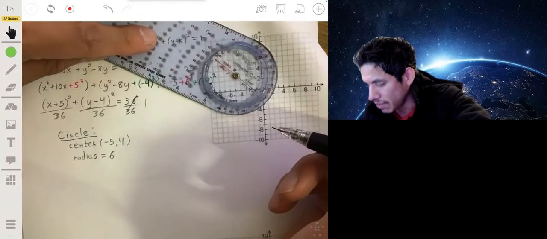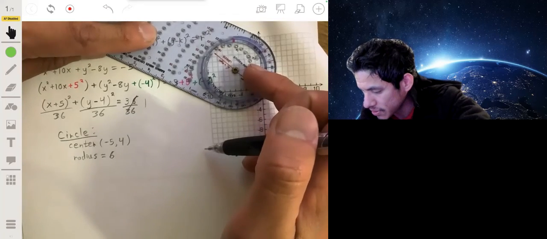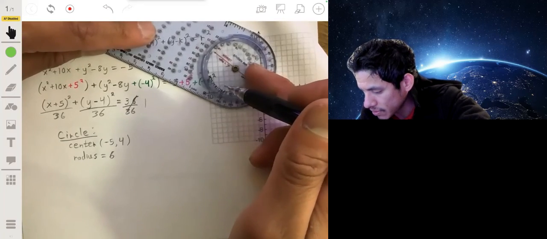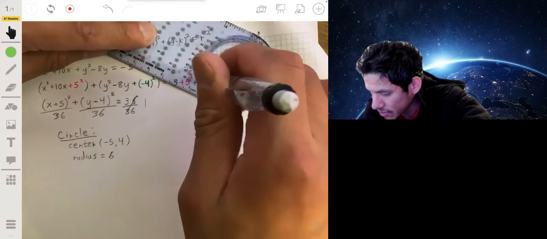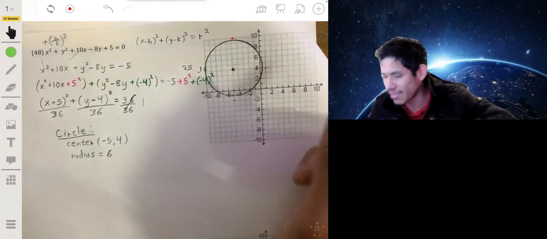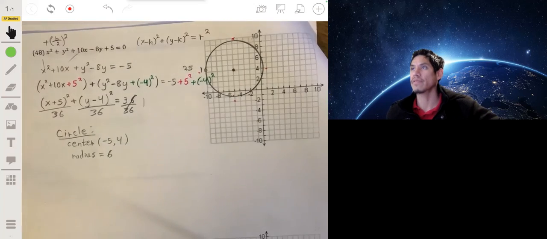And so I'm going to attempt to draw a circle with this protractor as best I can. It's going to be something like that. I kind of missed the mark, but you get the idea. So there's your circle.